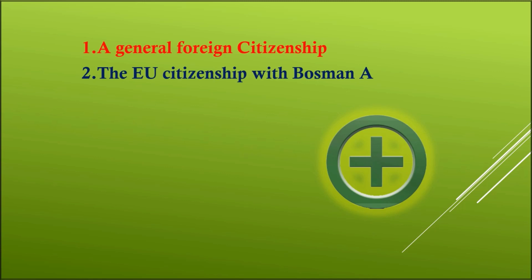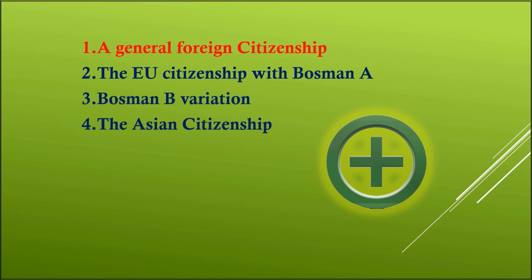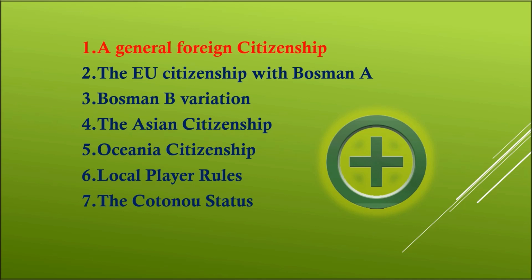The following analyses, as in my other videos, are snapshots and may change due to pandemics, wars, or simply new regulations. In the first step, I will explain the 8 different national standards and groupings. First, general foreign citizenship. Second, the EU citizenship with Bosman A. And third, the Bosman B variation. Fourth, the Asian, and fifth, the Oceania citizenship. Sixth, the local player rules. Seventh, the Cotonou status, and eighth, ancestry and marriage.